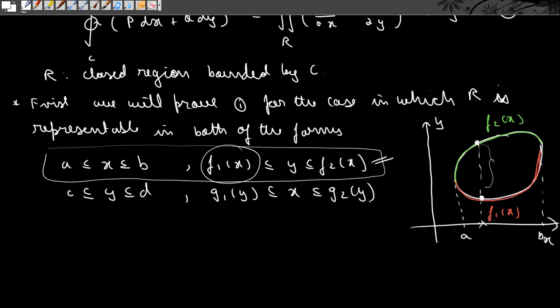Similarly, I can consider this point as C and this as D, and now I can define these curves, from here up till here, as g1(y), and this curve as g2(y). Then if I take any particular value of y, this region will include all the points wherein x starts from g1(y) and ends at g2(y), and that is what this particular inequality says.